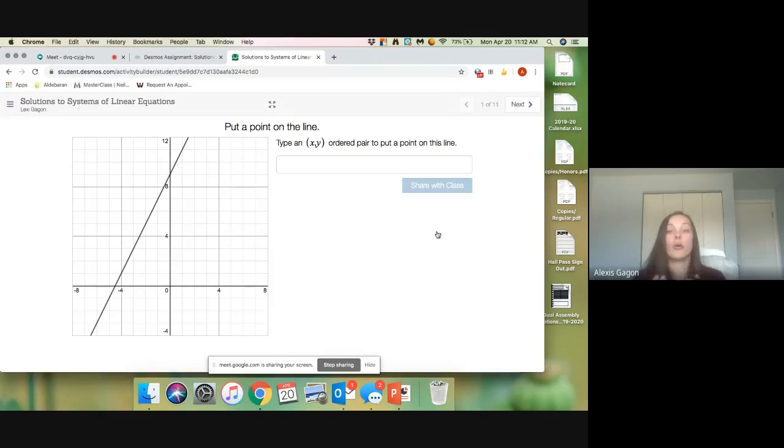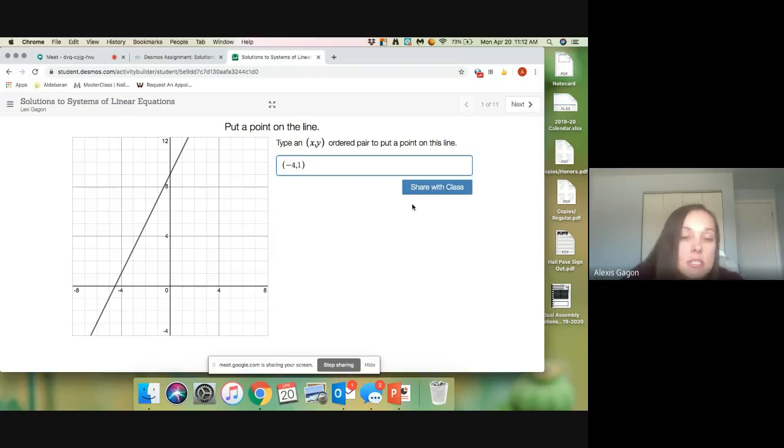And then it's going to pull up this right here. And then you're just going to click through this. So like this first one, type an XY ordered pair to put a point on this line. So if I look at this point right there, that point is -4, 1.